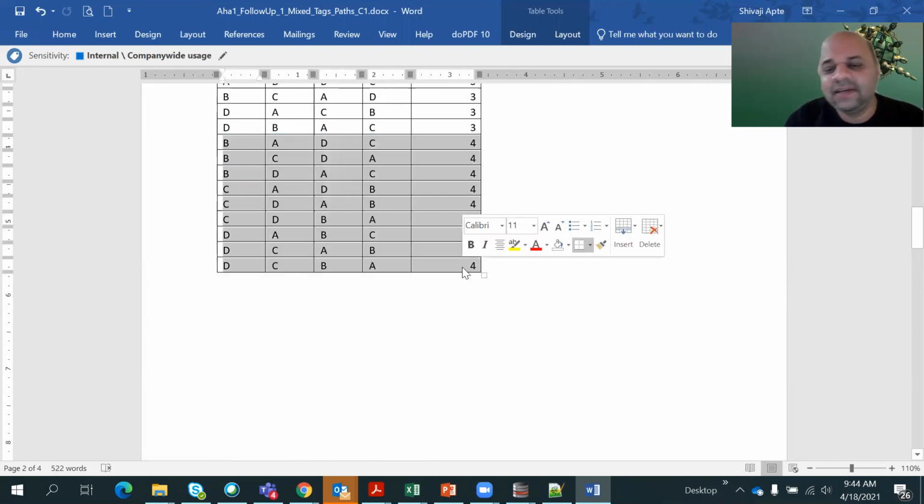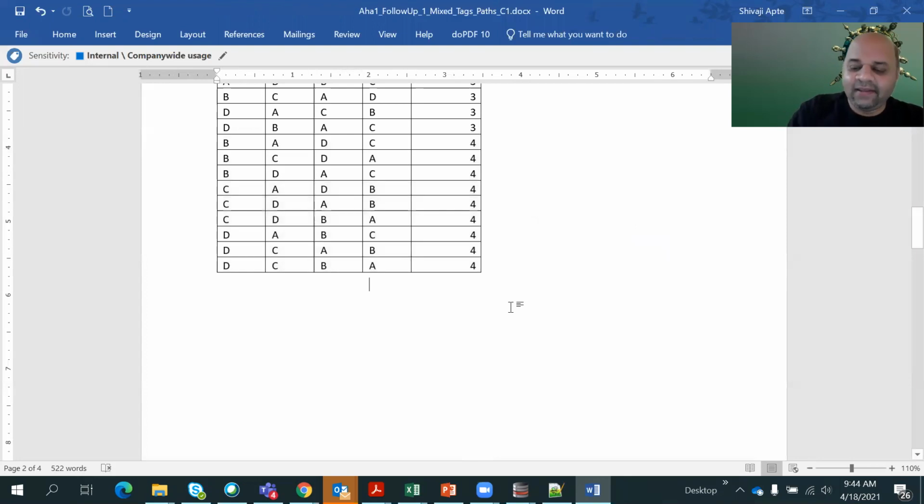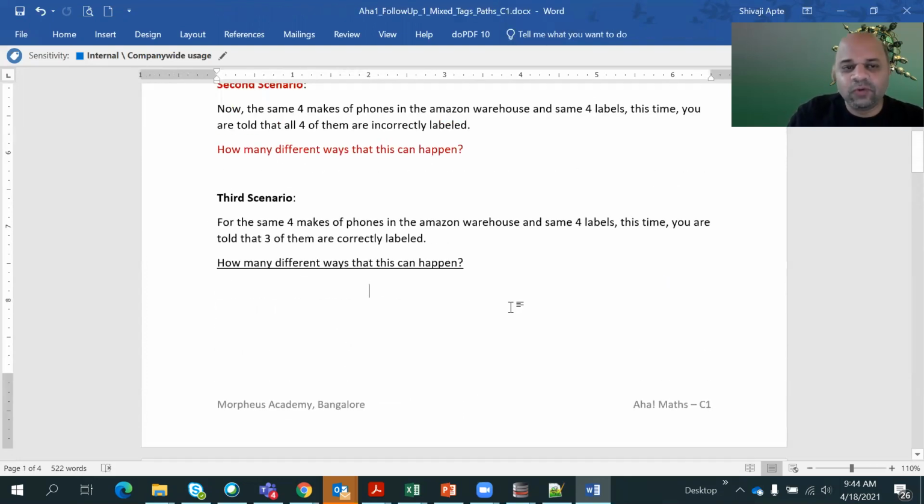That happens to be 9 possibilities. Just count it, you will be able to see it. You can also put this table and you will see it. There are 9 ways. Okay, fine, so far so good. How many ways can this happen? This can happen in 9 ways. Now the third scenario.